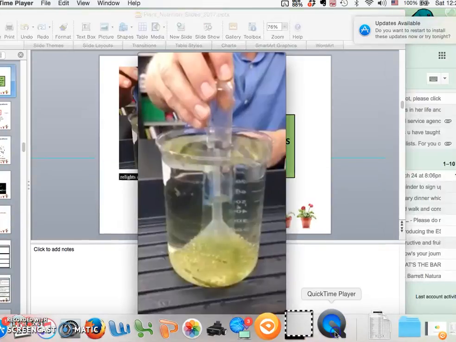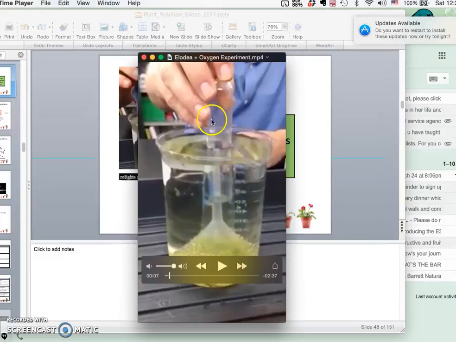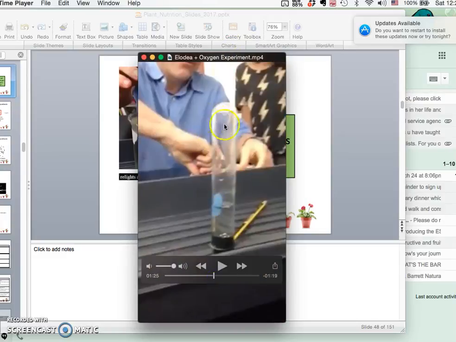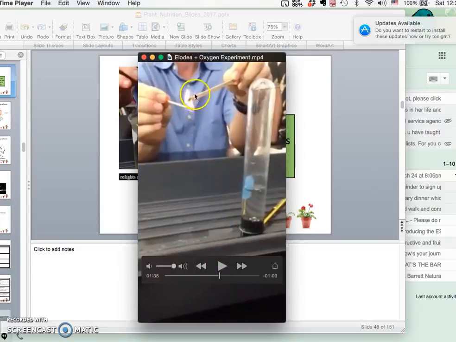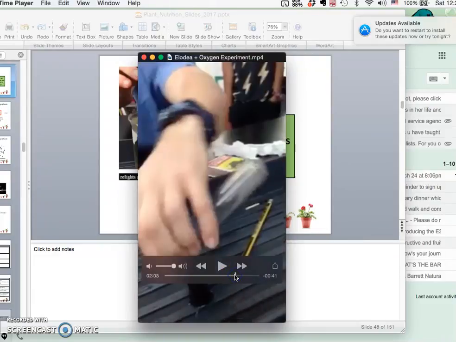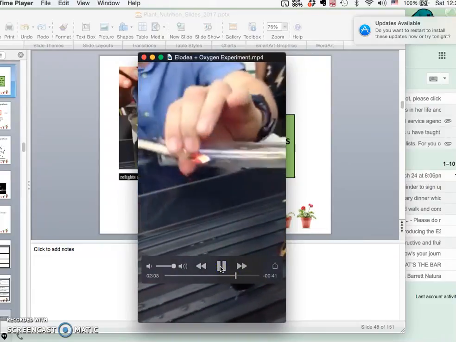So in this video, you have seen that this guy has collected some gas, oxygen gas, in the test tube above the plant. He's taken out the test tube, and he's going to light up a splint. It's going to be a glowing splint, and he's going to insert the glowing splint into the test tube. So watch.